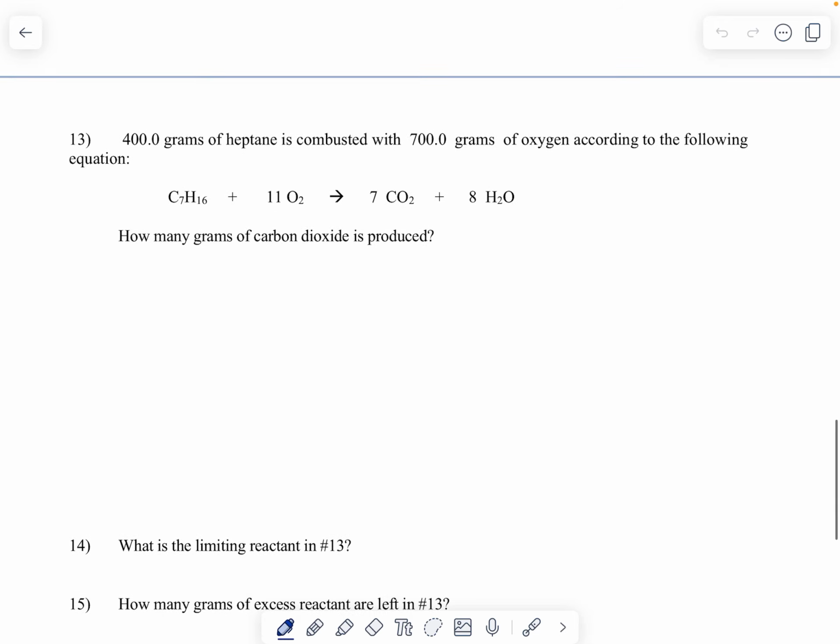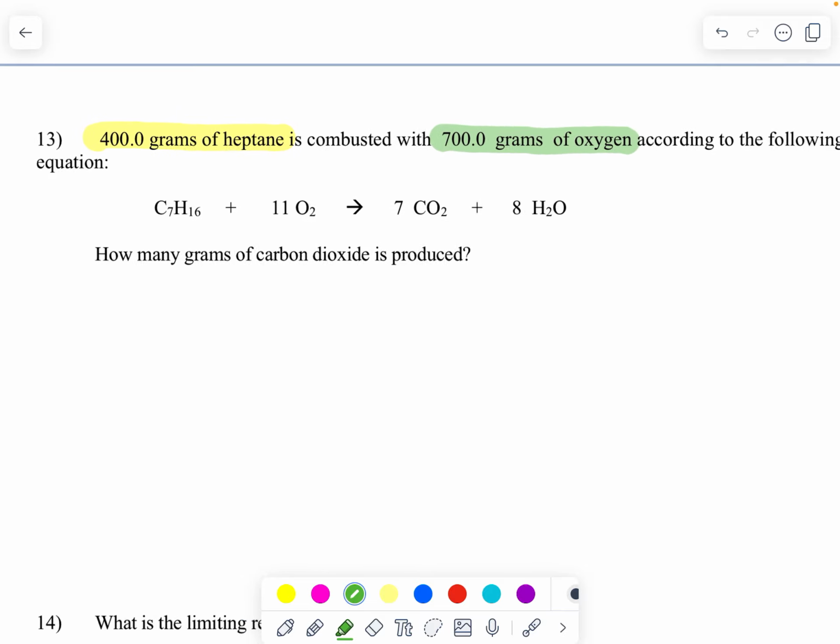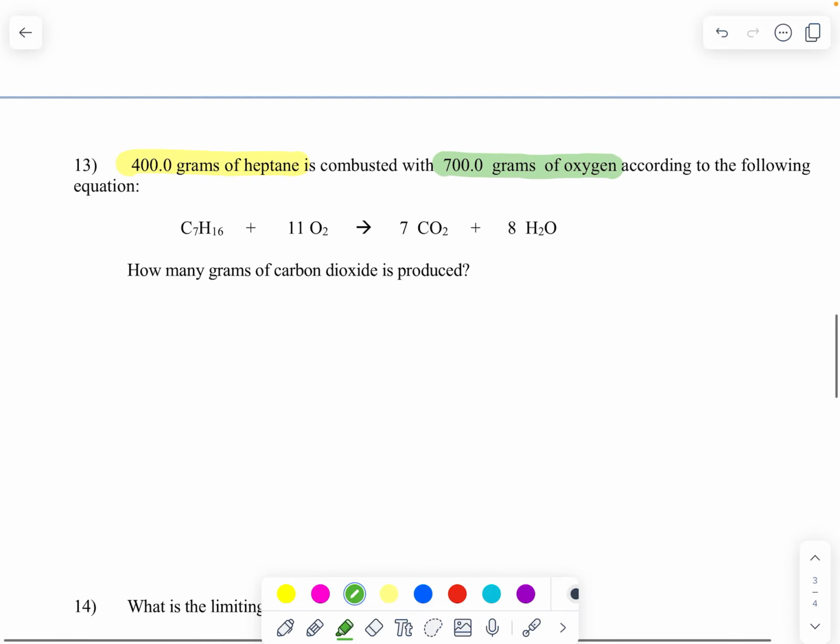I figured I would do one more example just so that we can see these problems worked out in a couple of different ways. I'm going to use the way that I did most recently in class using both reactants and starting amounts. So I'm going to take these values and highlight the two amounts of reactants that we start with, right? We know that this is a limiting reactant problem when we have two amounts of things in the beginning.